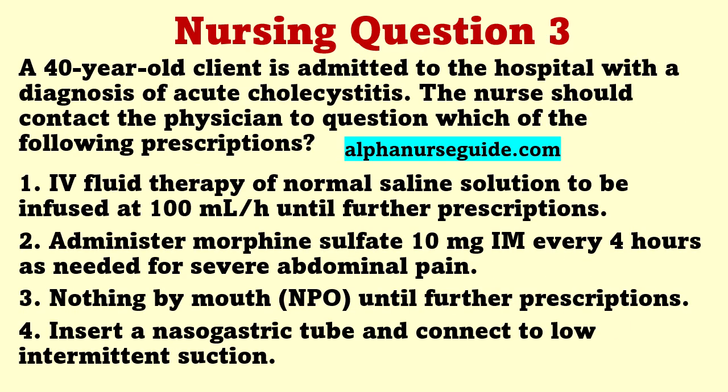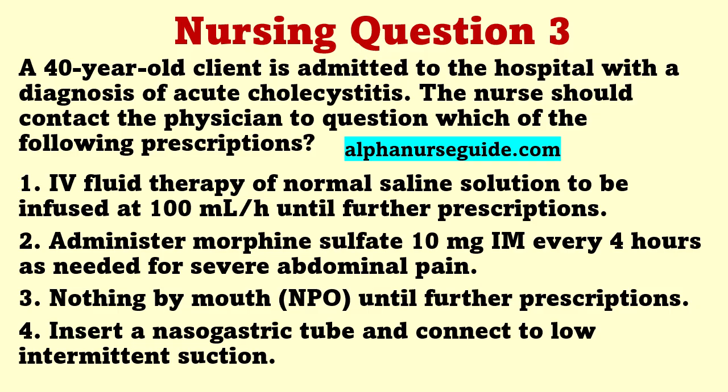A 40-year-old client is admitted to the hospital with a diagnosis of acute cholecystitis. The nurse should contact the physician to question which of the following prescriptions? 1. IV fluid therapy of normal saline solution to be infused at 100 mL per hour until further prescriptions. 2. Administer morphine sulfate 10 mg IM every 4 hours as needed for severe abdominal pain. 3. Nothing by mouth until further prescriptions. 4. Insert a nasogastric tube and connect to low intermittent suction.